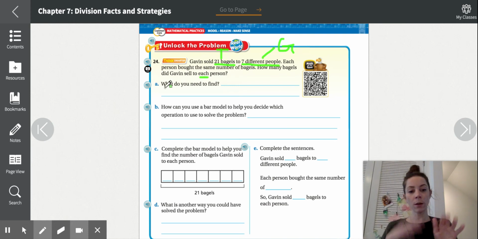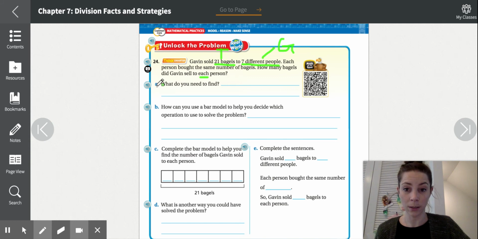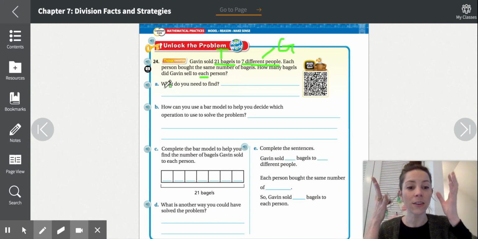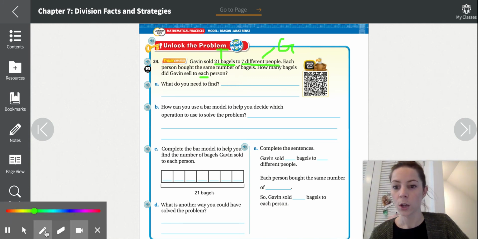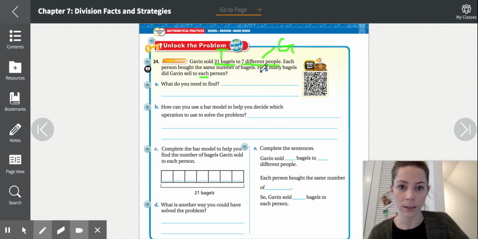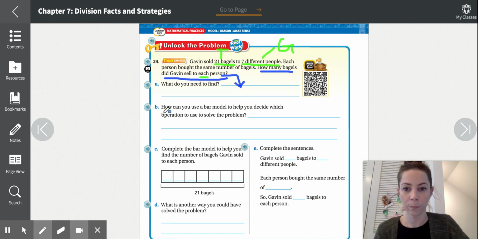So when we're doing our problem solving steps as a mathematician, the first step it says here is always to think about, what do I need to find in this problem, okay? So you should have written, I'm gonna underline it in blue, you should have written this sentence. How many bagels did Gavin sell to each person? So you should have taken this sentence and written it right there. If you did that, very good.